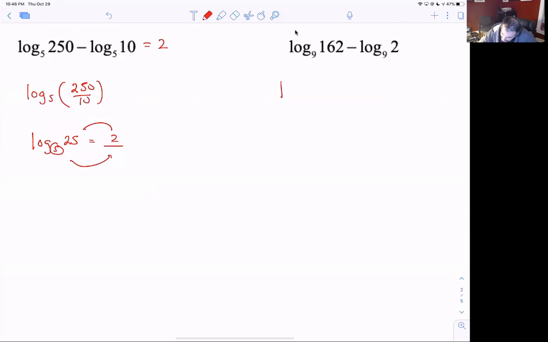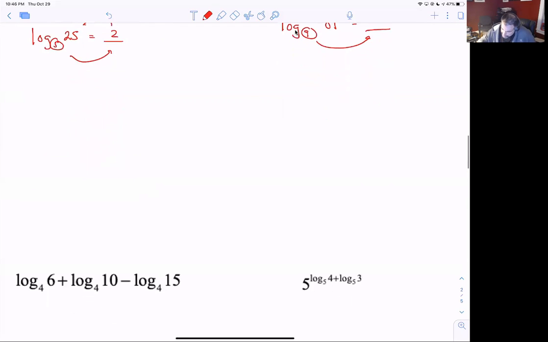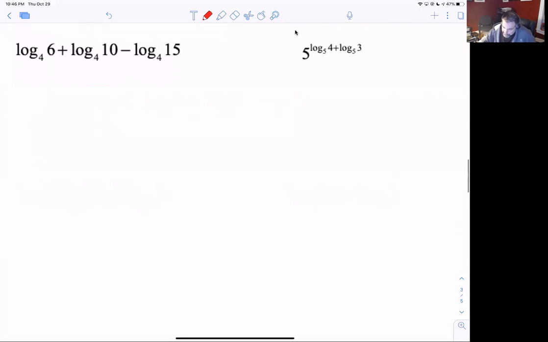For this next one, the same idea. We've got log base 9. We can turn this subtraction of two logarithms into division with one logarithm. That's going to simplify to log base 9 of 81. And now we can ask, 9 raised to what power equals 81? That's also going to give us the answer 2. So those are the multiplication and division rules. Again, two logarithms become one. Before we review, we're going to do just two more examples.